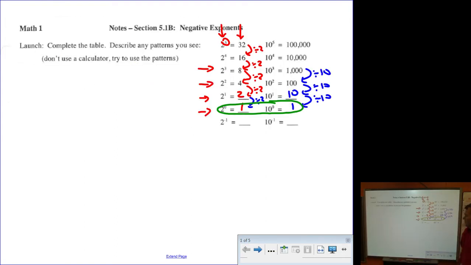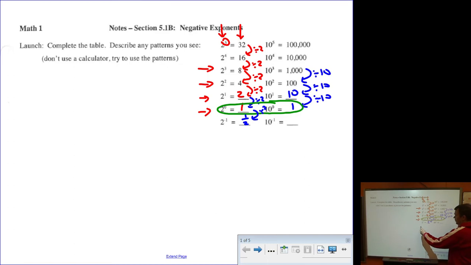Let's go back to our patterns. So now is when it gets really interesting. When I divide by 2 again, what's 1 divided by 2? And let's keep it as a fraction. Well, that would be 1/2. And that, in fact, is what 2 to the negative 1st is.